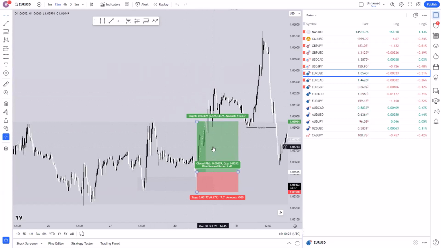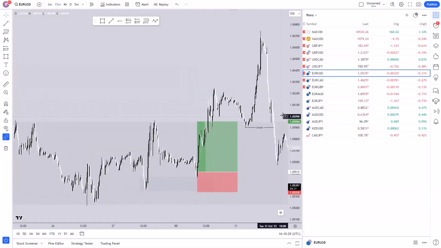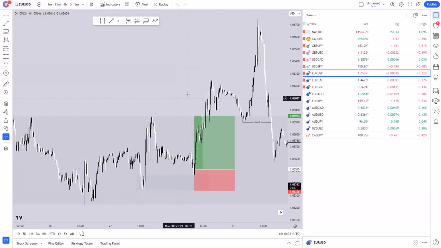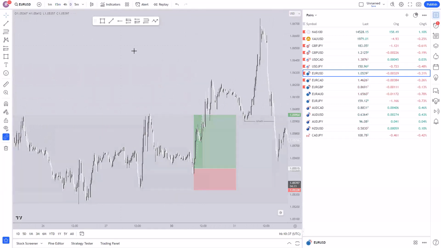It says here I've got a 2.6, and yeah, I did make a 2.6 because that's what the profit came up as. So I don't know why it's showing a 2.5 here, but anyway, regardless, this was the trade that we caught. Okay, so look on the daily time frame.